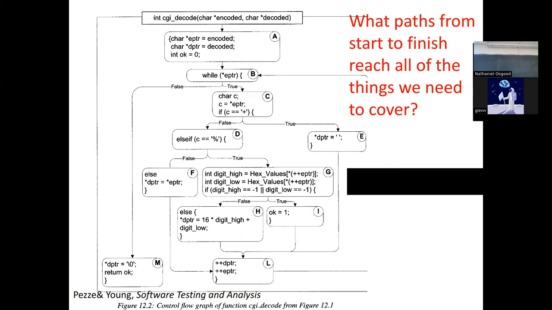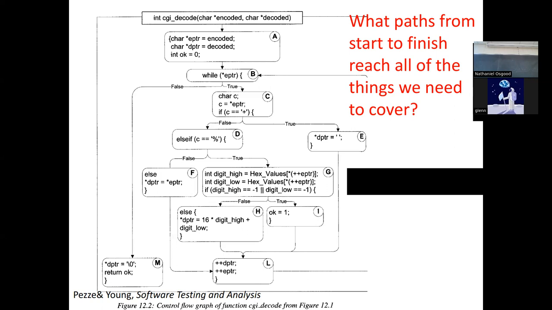Okay, so let's go through. We have this encoded pointing to a string. We point e pointer to the encoded string. And it says, is e pointer pointing to something that's non-null? Yes, it is. True. That goes to C. And then which way does C go? C tests whether the first character in the string is plus. Is it? No, so it's false. So we go to D.